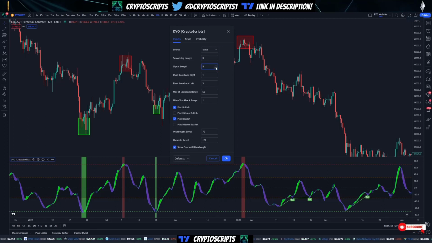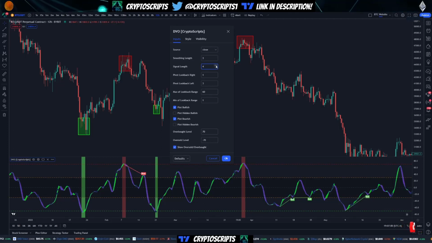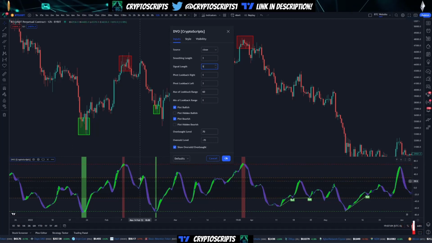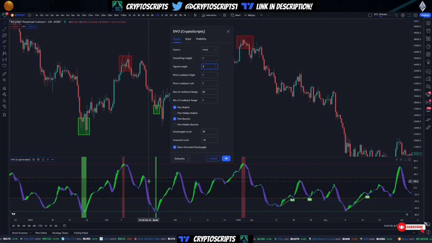Now, signal length, again, it's going to be the same thing, right? Move it up or down is going to change how many signals, and kind of the value of the signals, are going to flash that overbought or oversold. So again, I keep this at 5 just to keep it default.